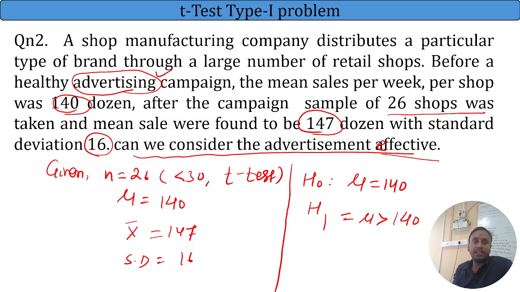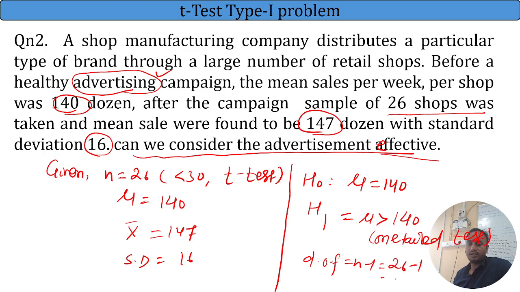Effective means that the mean was already there, so if we do some campaigning for the betterment, it should increase the sale. After the advertisement, the mean should be greater than what was there already. So it's a one tail test. Okay, so what will be the degree of freedom? N minus 1, 26 minus 1, it will become 25. So now we have to calculate the test statistic.